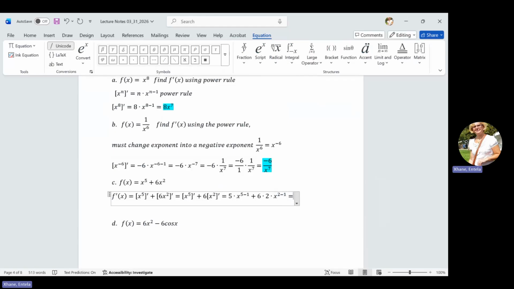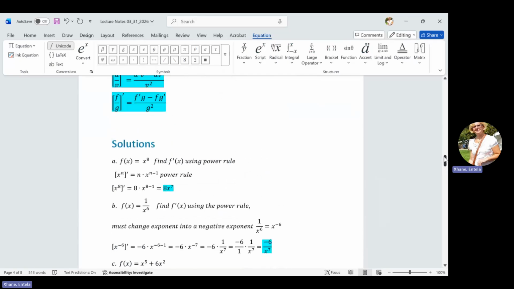So the first one is a 5x to the power 4, because 5 minus 1 is 4, plus 6 times 2 is 12. So we have a coefficient that is computed by multiplying those two coefficients. And then x will be to the power 1.